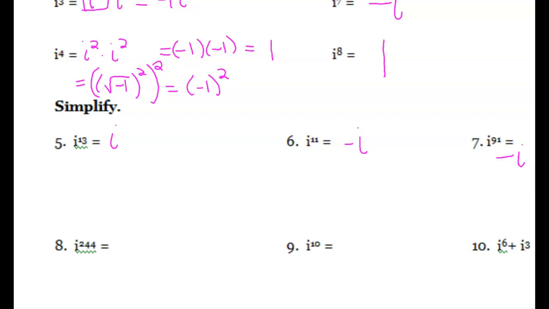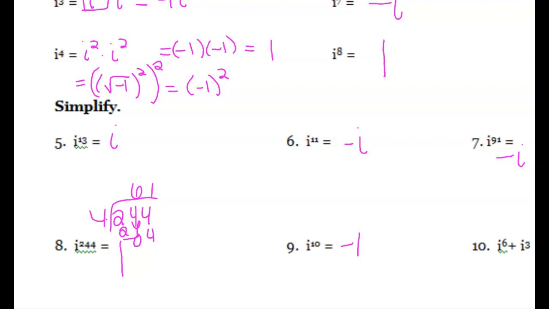i to the 244th. It ends in 4, so it's probably a multiple of 4. If you don't know, you can always divide it by 4. Oh, it is a multiple of 4 because it divides perfectly. i to the 244th is 1. i to the 10th: 10 is 2 past the multiple of 4, therefore it's the same as i squared, therefore it's negative 1.